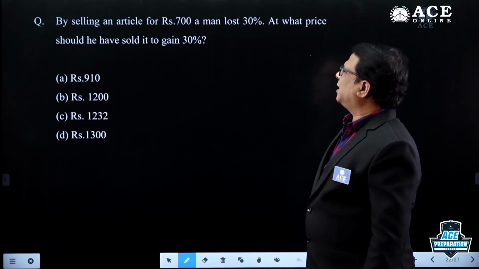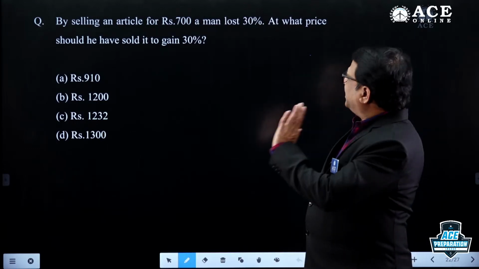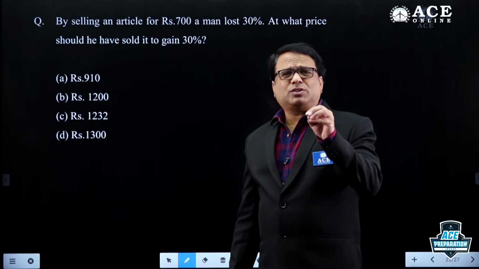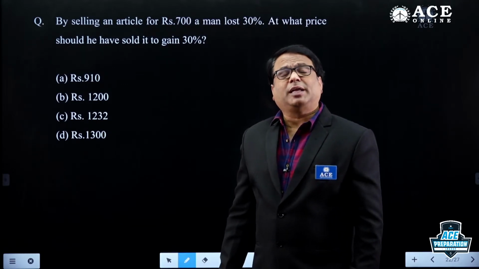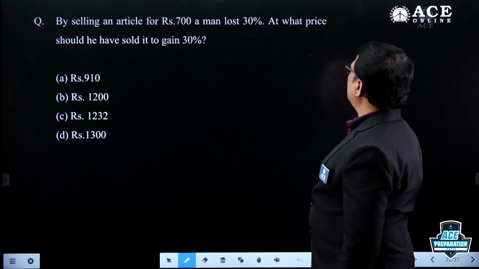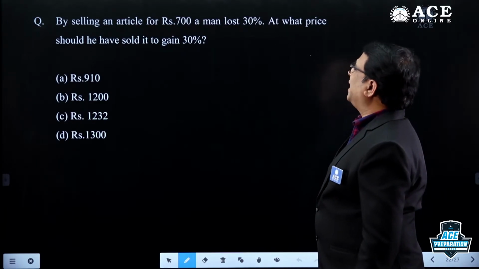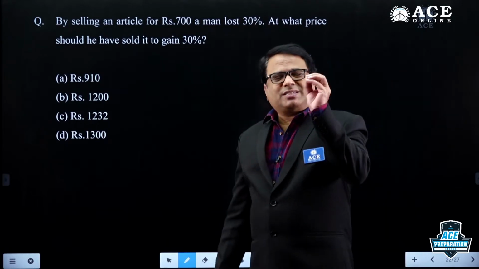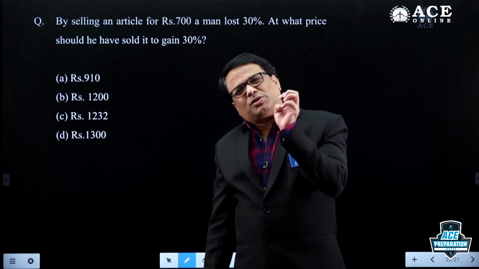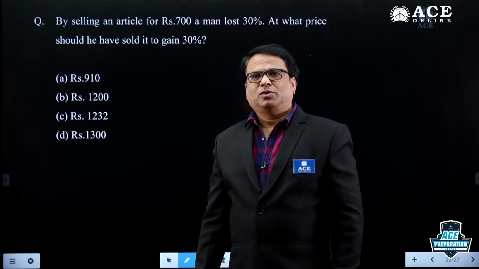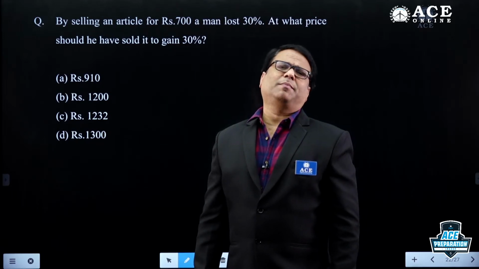By selling an article for rupees 700, a man lost 30%. So, if an article is sold for 700 rupees, he will incur a loss of 30%. Then what is the question? At what price should he have sold it to gain 30%? So if he sells it for 700 rupees, he makes a loss of 30%. To make a profit of 30%, what should be the selling price?